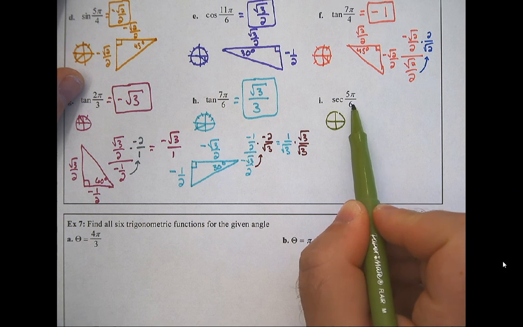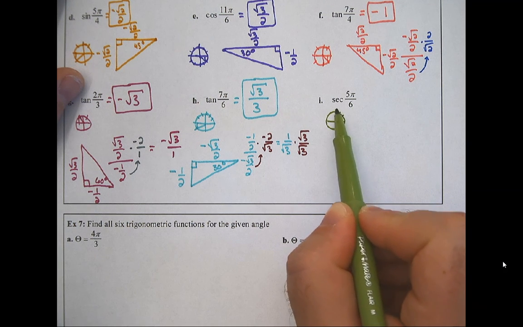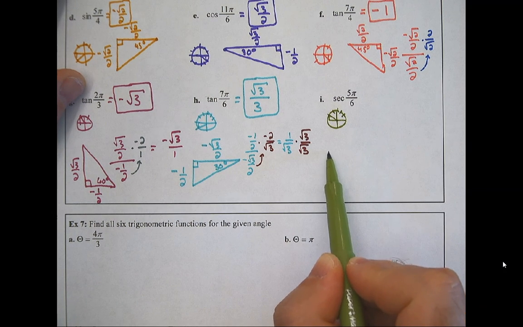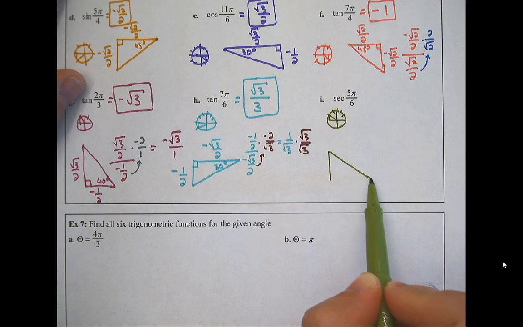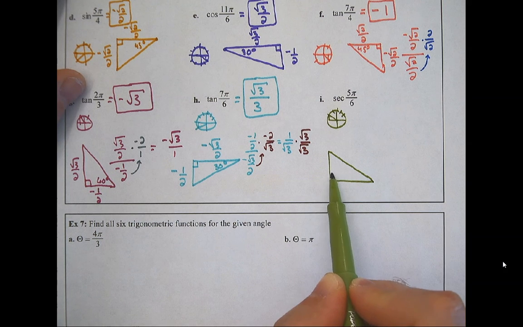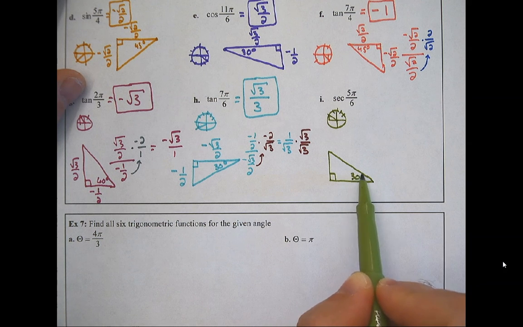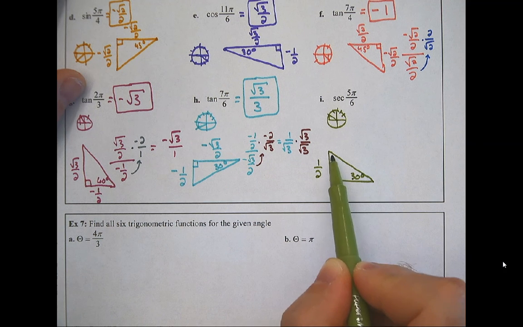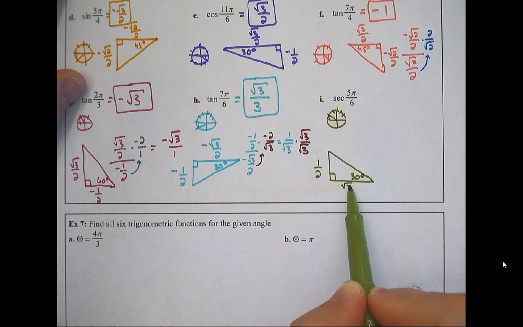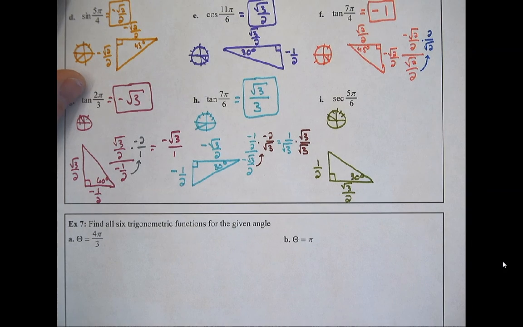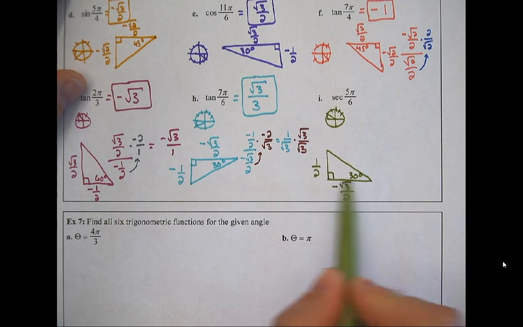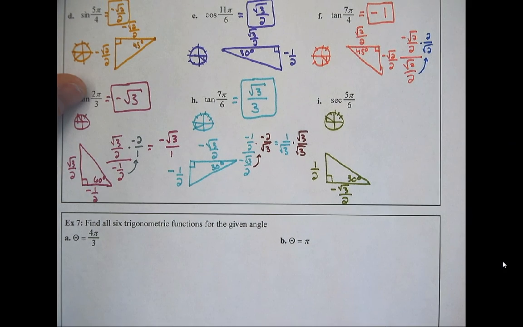Pi over 6 is 30, 5 30s: 1, 2, 3, 4, 5. Take that, expand it. Right angle, reference angle. 30, baby bear. 30 is matched up with 60, which is Papa Bear. So 1/2 and square root 3. Any negatives? We went backwards, but up. So only one negative there.